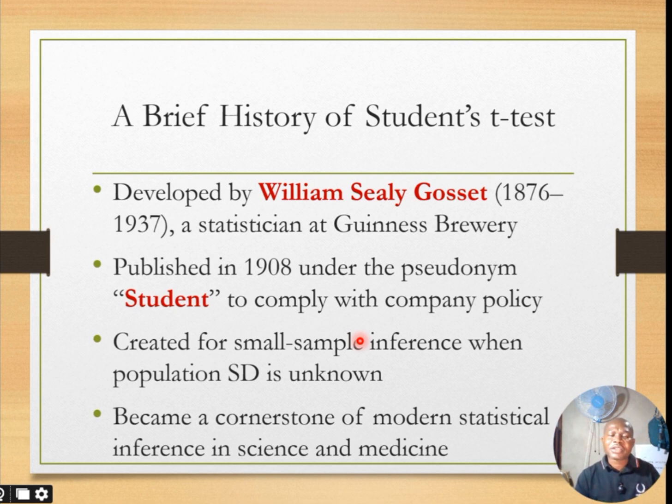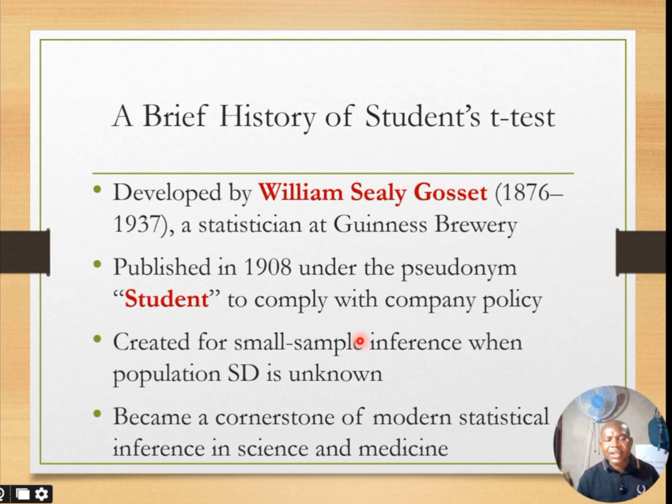So in other words, what happened was that he discovered a new probability distribution, which is now named the student t-distribution. After he succeeded in that particular research, he published his findings. And because at that time the company did not want much publicity, he had to publish his findings under the pseudonym Student to comply with the company policy. That's why we call it the student t-test. That research was actually published in 1908.